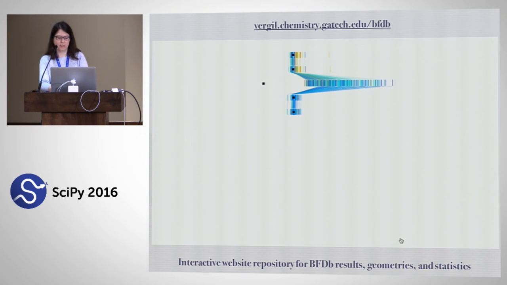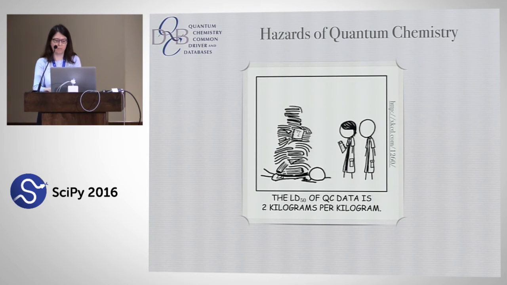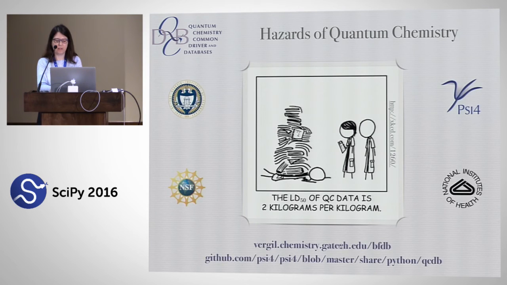So in conclusion, I hope to have shown that QCDB provides a number of facilities to help you from becoming overwhelmed with all of your quantum chemistry data. The interactive website I showed is here. And at the moment, the best place to get the code is actually a subdirectory of the GitHub Psi4 repository.